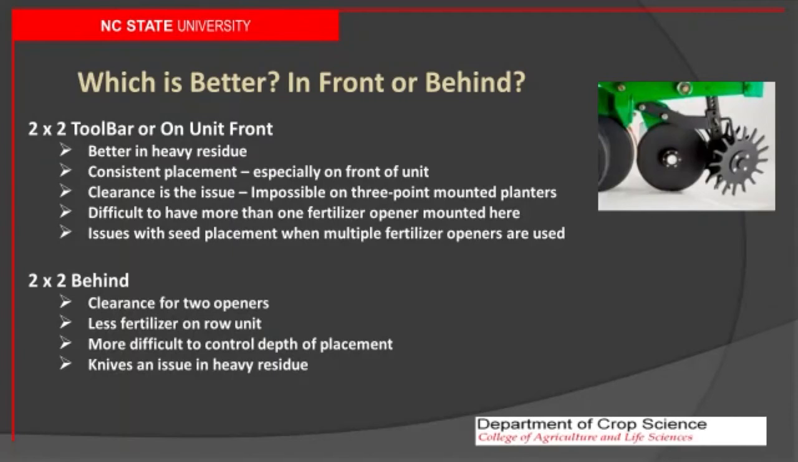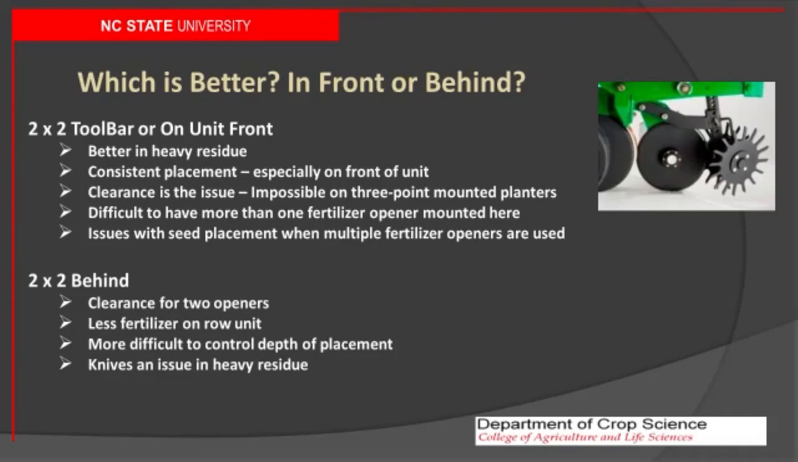Behind, you've got less clearance for your smaller discs. Those discs are less likely to cut and sometimes more likely to pin residue, which means that residue balls up or creates a problem, particularly if we get more than one opener in behind that unit there. But we do get that 2-bar in front.